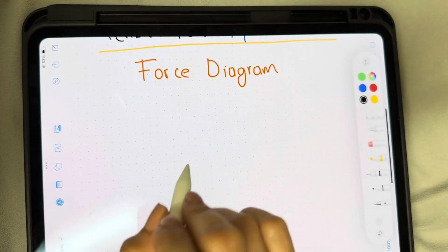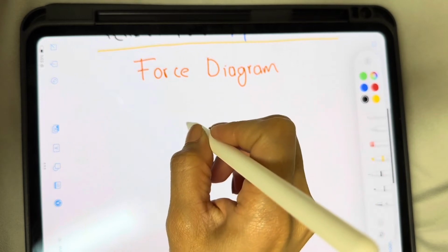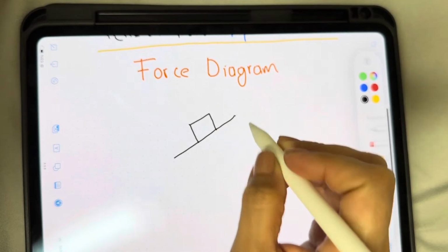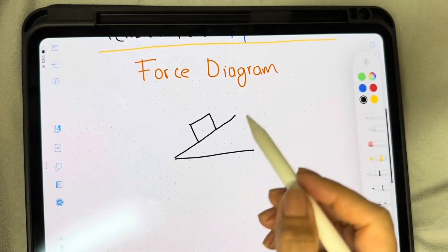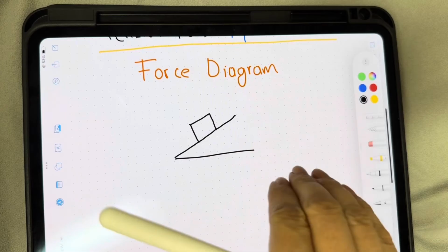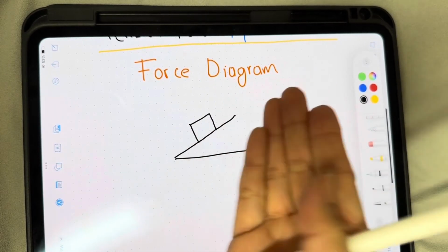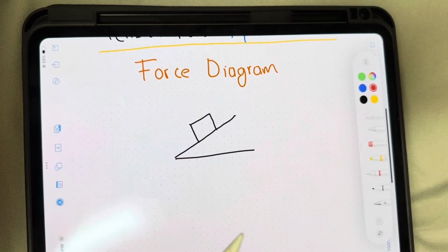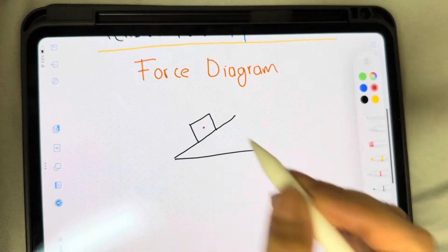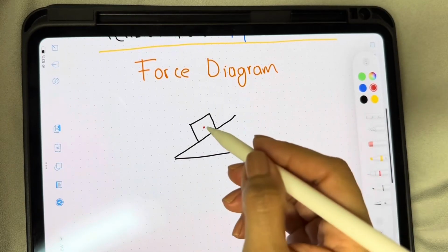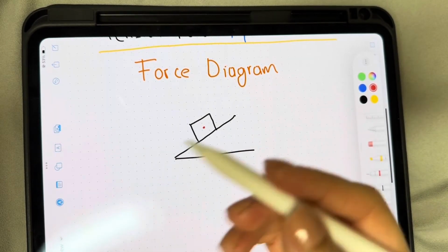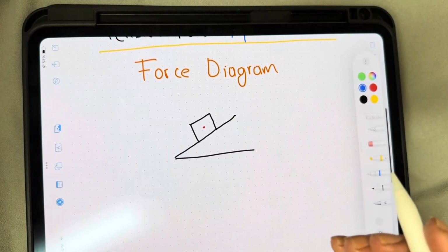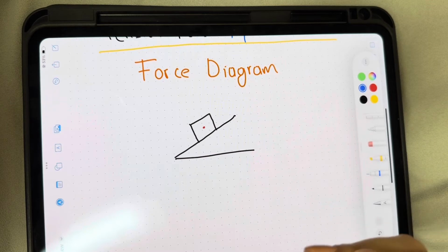Let's pretend you have a box right here at the top of a surface, but the surface is not horizontal. It is tilted. It has like an inclination. So the first step that you want to do is to draw a dot in the center. And then from that dot, you're going to start drawing all the arrows that represent the different forces. So the first force, and the easy one to represent, is weight or force due to gravity.